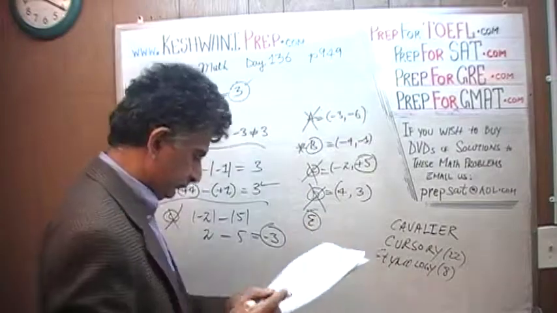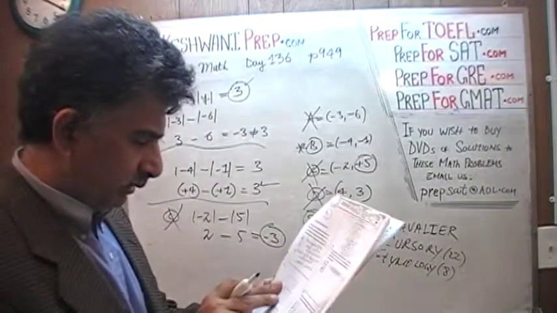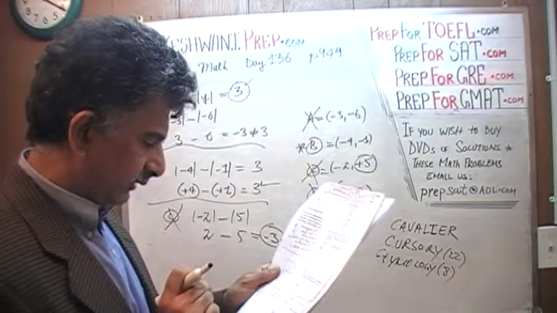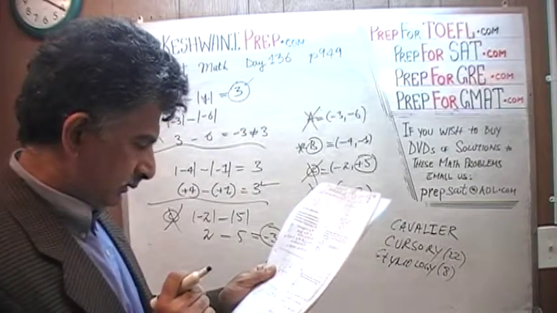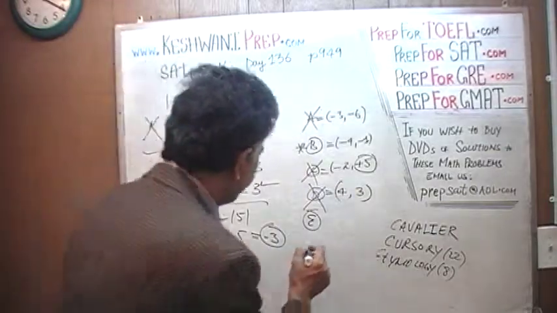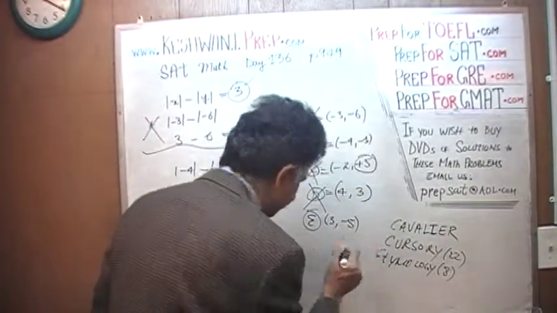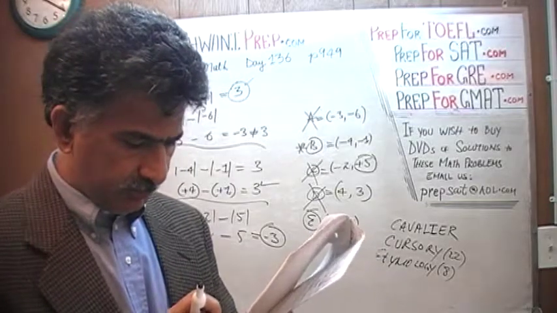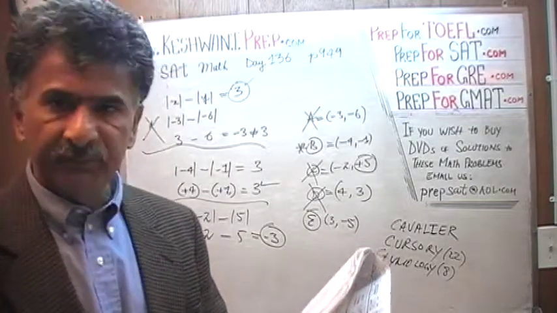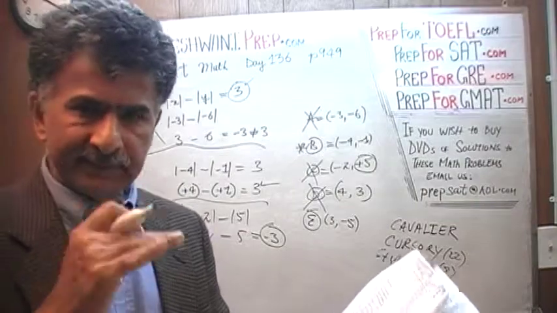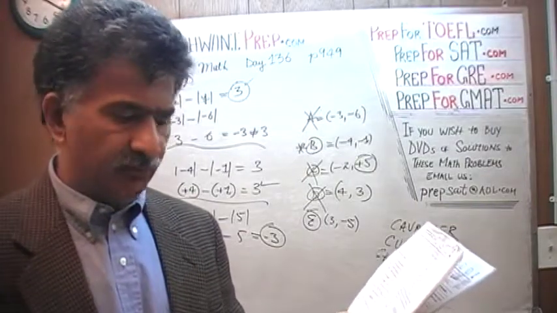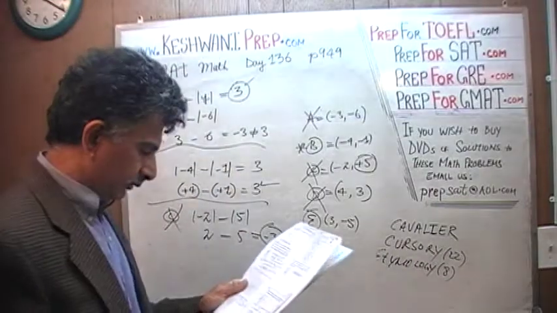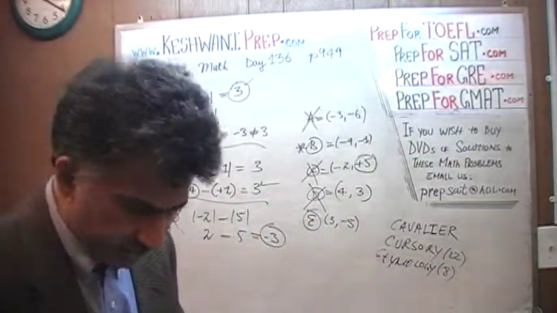And E, let's see what E works out to be. It looks like 3 and negative 5. Is it 5 or 6 for E? 1, 2, 3, 4, 5. It's 5. It couldn't have been 6, because had it been 6, it would be at the same distance from the x-axis as point A was, and point A was negative 6. So it is 3 and negative 5.